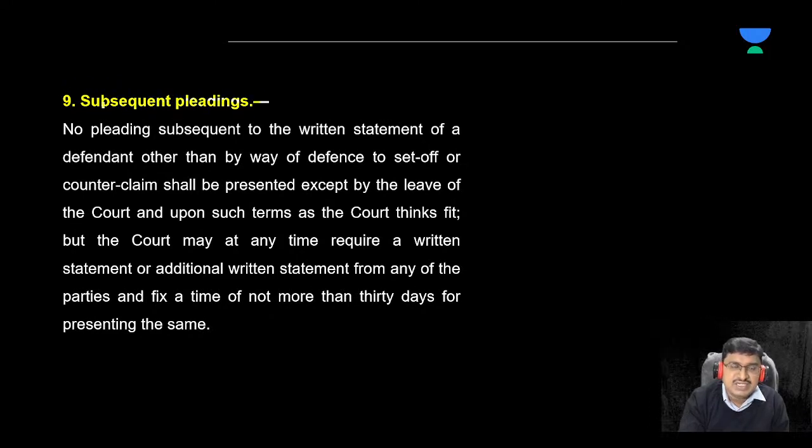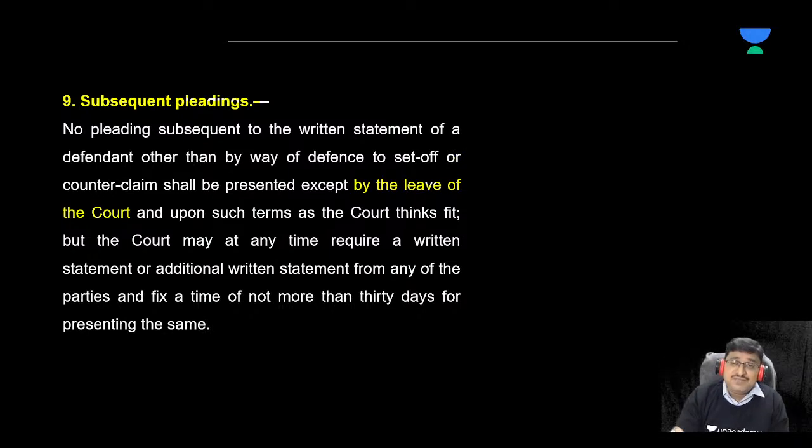Subsequent pleadings are stated under Order 8 Rule 9. No pleading subsequent to the written statement of a defendant, other than by way of defense to a set off or counterclaim, shall be presented except by the leave of the court. Once the plaint is filed and once the counterclaim or written statement or set off has been filed, then the plaintiff has a right to file his written statement in answer to the counterclaim or in answer to the set off. It is his liberty, friends.